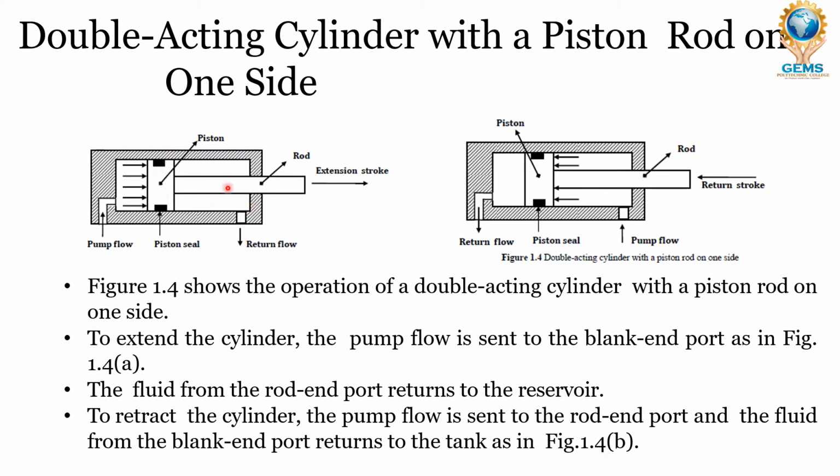The oil in the rod side will move down and go to the return flow. So to retract the cylinder, the pump flow is sent to the rod end port, and the fluid from the blank end port returns to the tank.